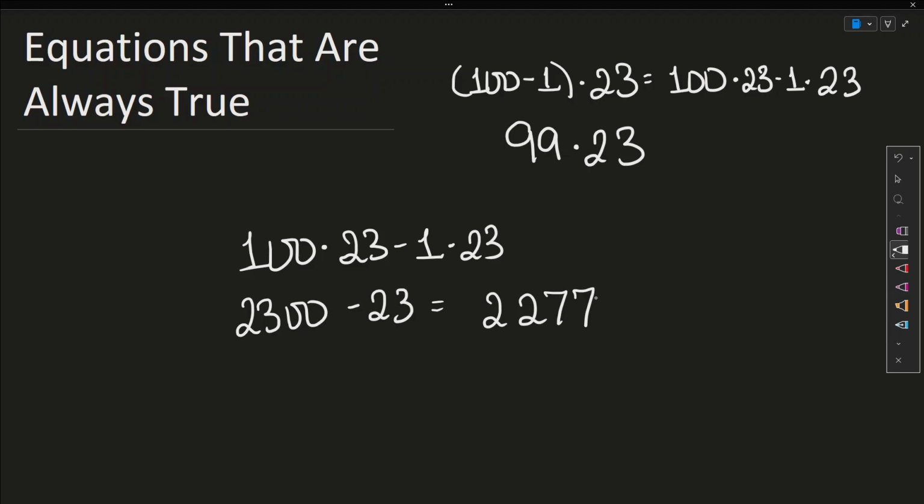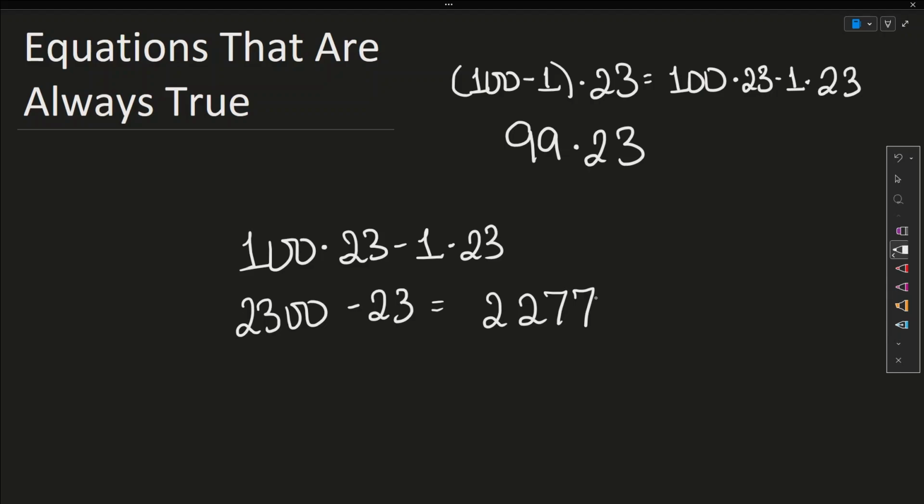Identities are not just abstract rules. They describe structure that can help us calculate, reason, and explain. For future elementary teachers, identities are important because many arithmetic strategies are based on these properties. When a student solves 99 times 23 by thinking 100 groups of 23 minus one group of 23, that student is using the distributive property. They may not write the algebraic identity, but the reasoning is there.